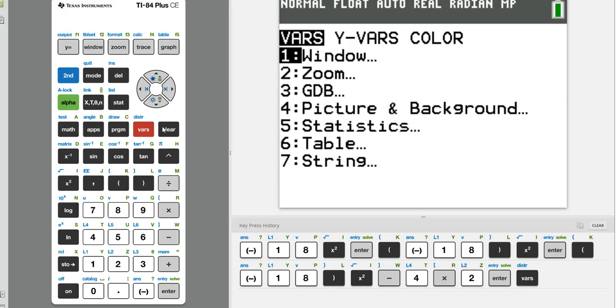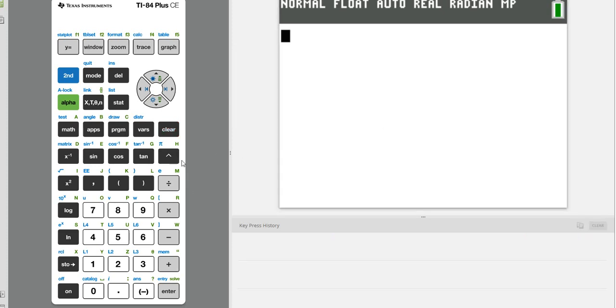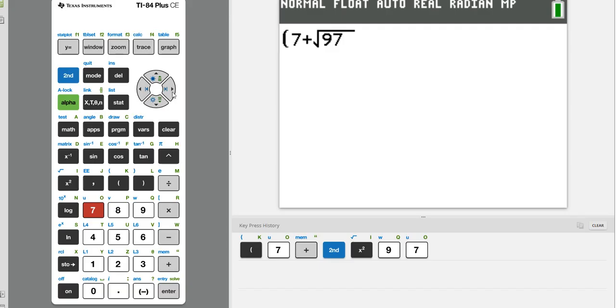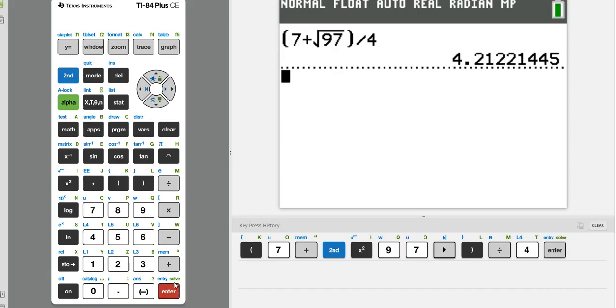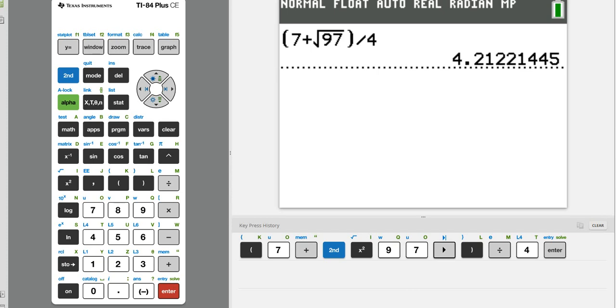Let me clear out all this stuff. I remember there were two ways to do this. One way that everyone can do is with parentheses: 7 plus second square root of 97, right arrow, parentheses, divided by 4, like that. Now, technically, you might need both solutions, right? You might need the negative solution as well. And you might start getting ornery at this point, going, I don't feel like typing in that stuff again.